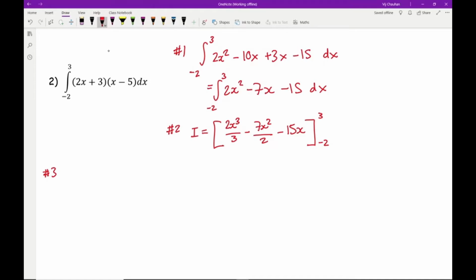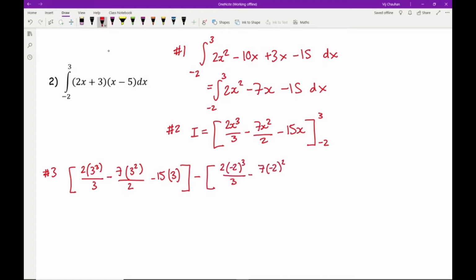Now from this, and again I would strongly recommend that you set your work out like I'm doing here. So I've got 2, and then I've got 3 cubed over 3 minus 7 times 3 squared over 2 minus 15 times 3, and then I'm going to close the square brackets, minus, open a new set of brackets, because now what I'm going to do is substitute minus 2 in there. So I've got 2 times minus 2 cubed over 3 minus 7 times minus 2 squared over 2 minus 15 times minus 2, and close the square bracket.